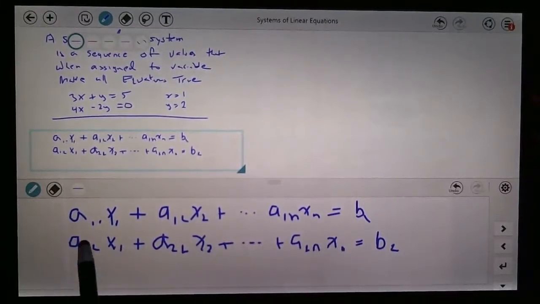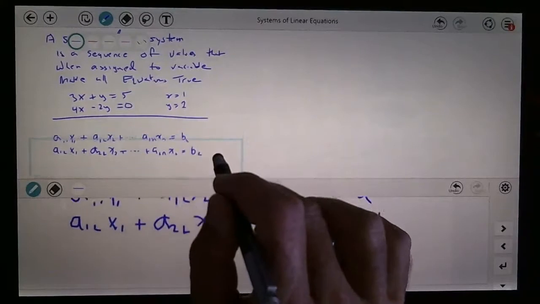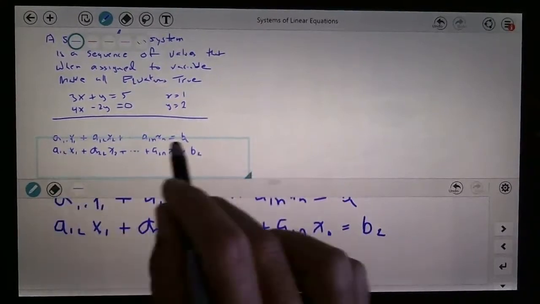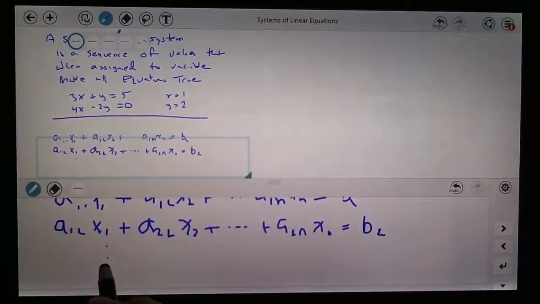The coefficients are different. The a11 is different than a12, so those could be two different numbers. The subscripts are essentially telling us where we are. The first subscript is telling us which equation. The second subscript is associated with what variable. So when I talk about a76, that's going to be the seventh equation, the coefficient in front of the sixth variable, and so on.